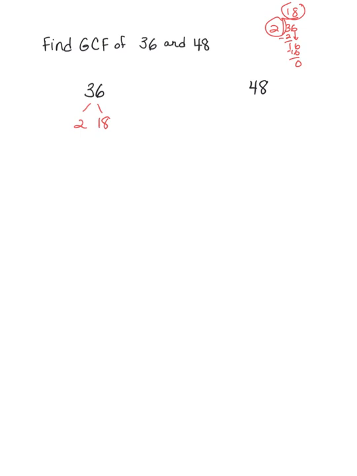So like before, I'm going to circle my 2 because it's prime. 18 is not prime, it's composite. So I'm going to break 18 up, and I hope that you know your facts to know that 18 breaks up into 2 times 9. I'm going to circle my 2, and my 9 is not prime, so I'm going to break it up into 3 times 3. And those are both prime, so they get circled.